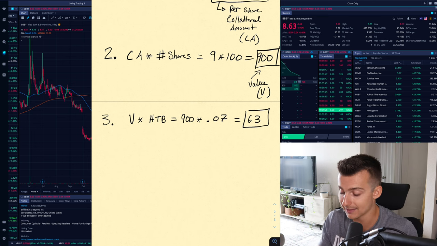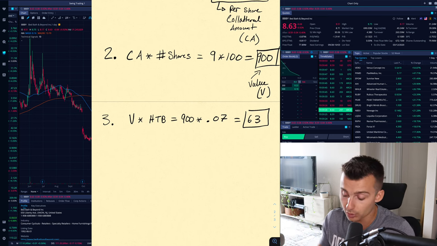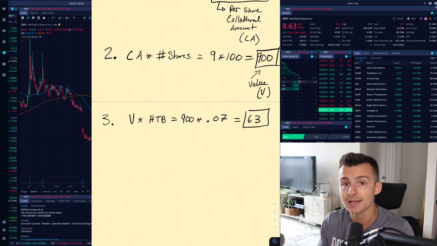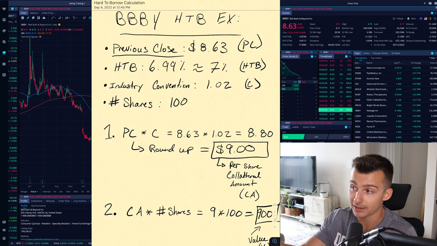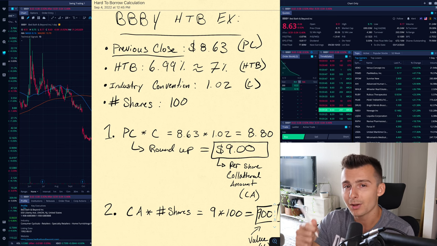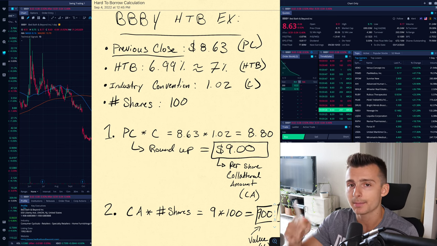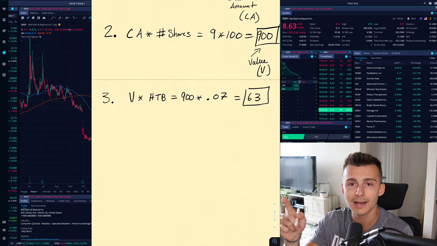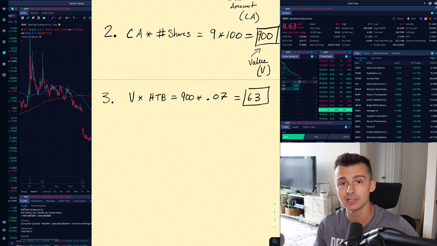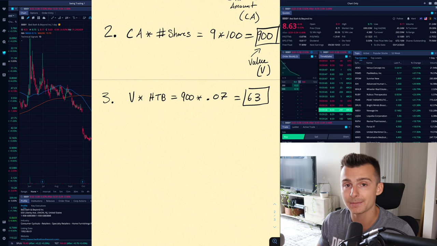Now, what the heck is this? Is this the amount that we're going to have to pay? This would technically be a dollar amount, but remember, at the top of our screen, that hard to borrow rate, or back on Webull, what did it say? It was called the approximate annualized margin rate. So that's an annualized number. So now we have to do one more calculation to get what it's going to cost us each day to hold Bed Bath & Beyond short.